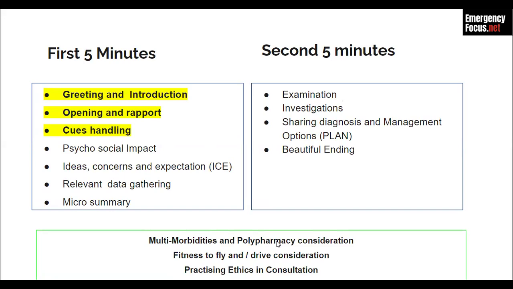For example, an elderly patient comes to you with multiple tablets, okay, and with falls. So you have to take into consideration the polypharmacy. You have to take into consideration fitness to fly and fitness to drive where appropriate, okay? And not to forget, you have to practice ethics in your consultation.